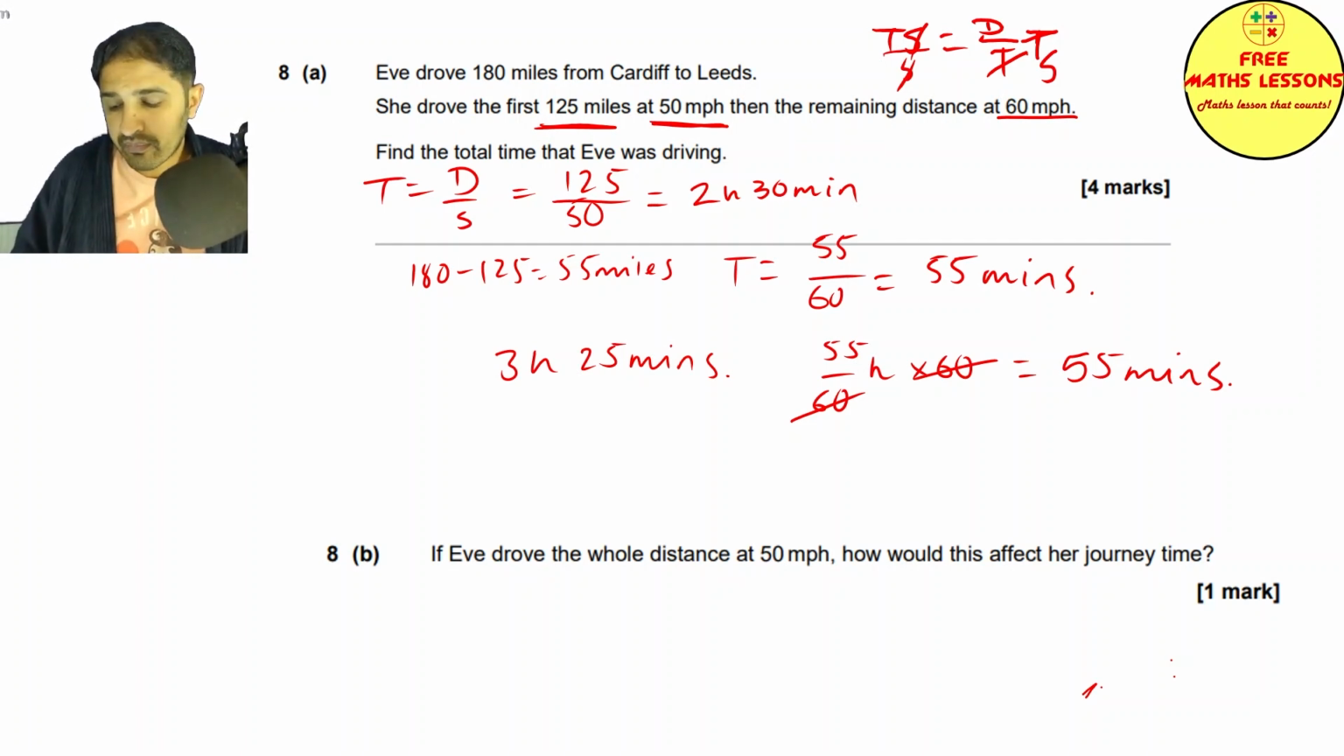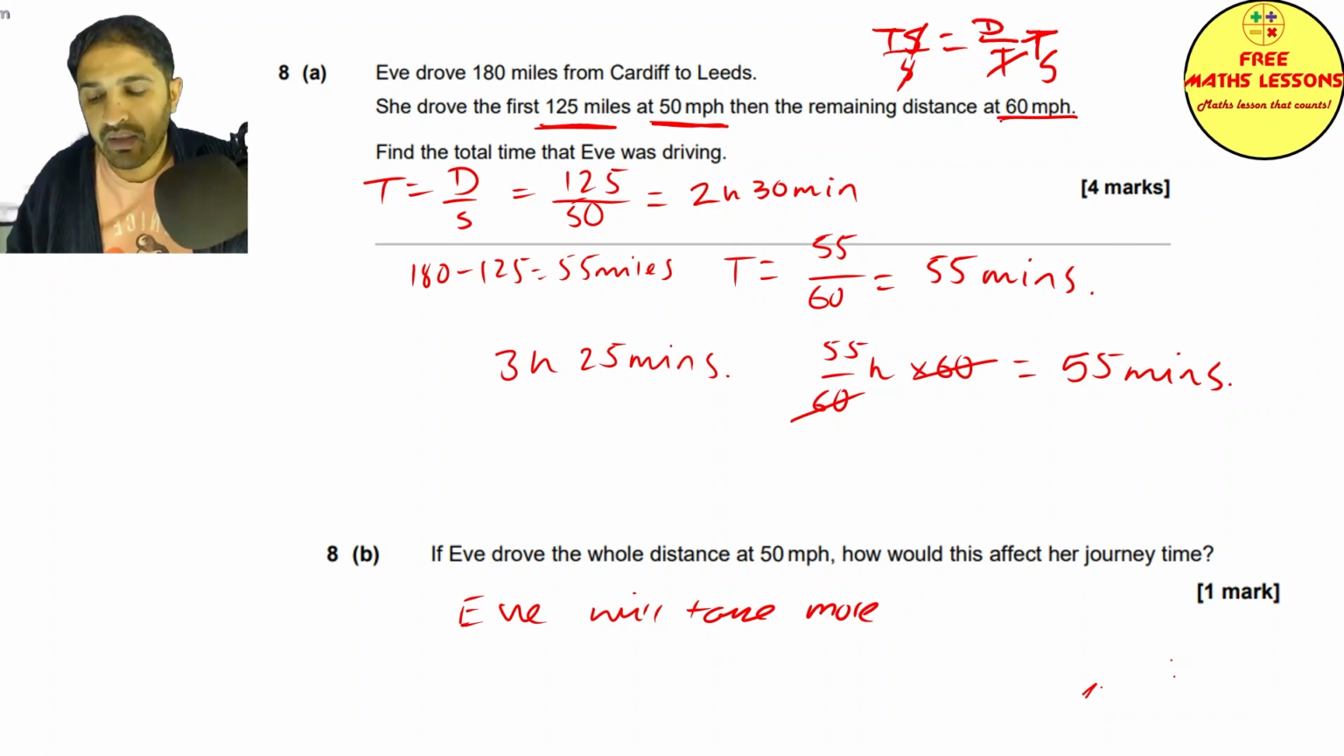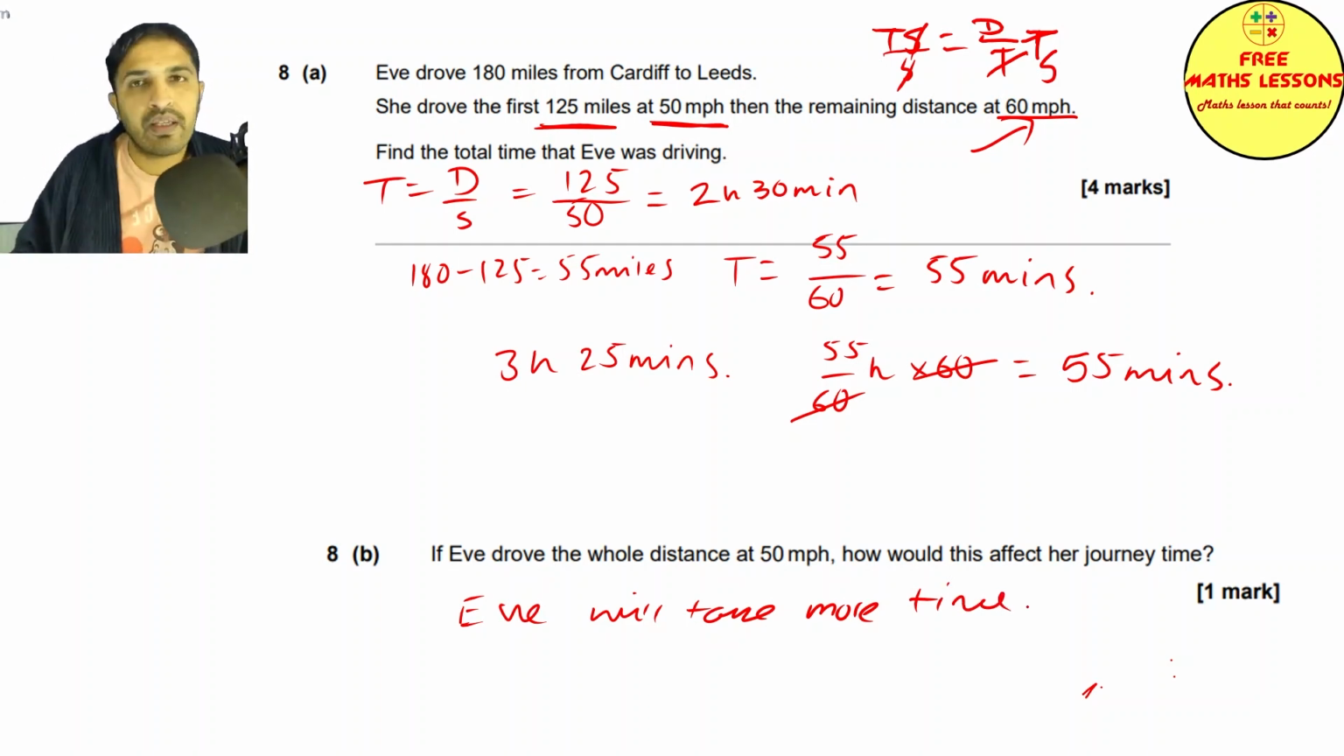The last part there: Eve drove the whole distance at 50 miles per hour. How would this affect her journey? So would it take more time or would it take less time? Okay, so Eve will take more time, because it's not speeding up for the last 65 miles here. So it'll take more time to reach wherever Eve's going. As long as you say anything along that line, it'll take more time, or it'll take longer, it'll be slower to get there, then you still get that 1 mark. Okay.